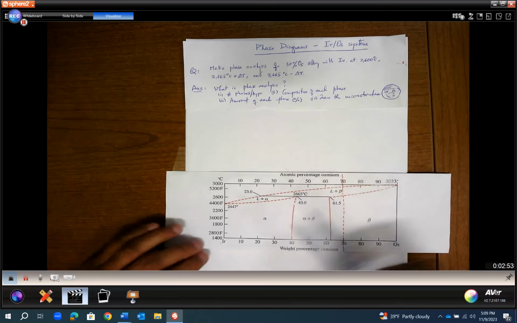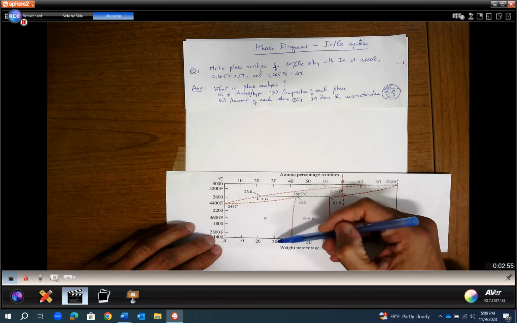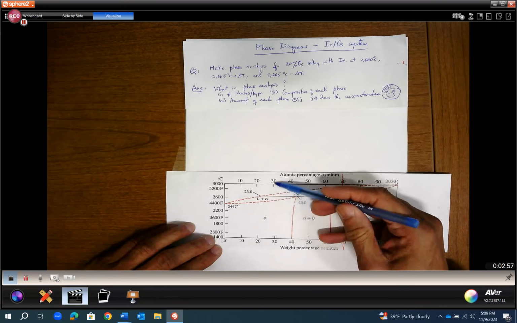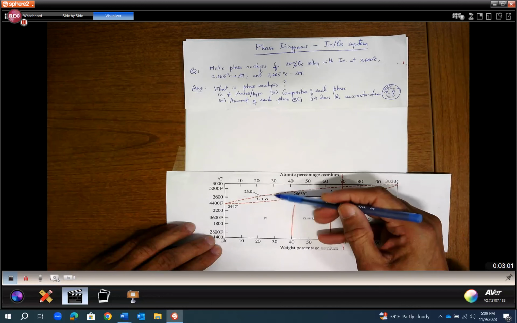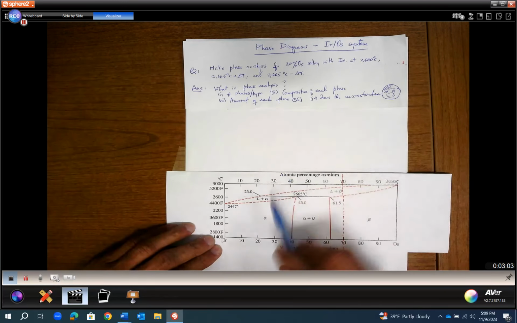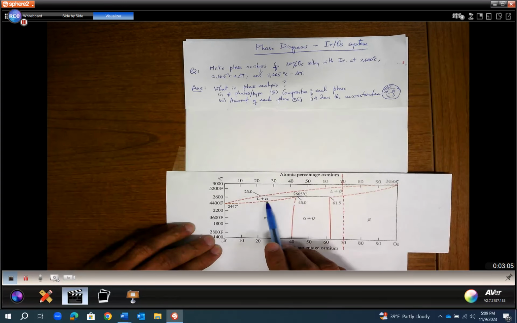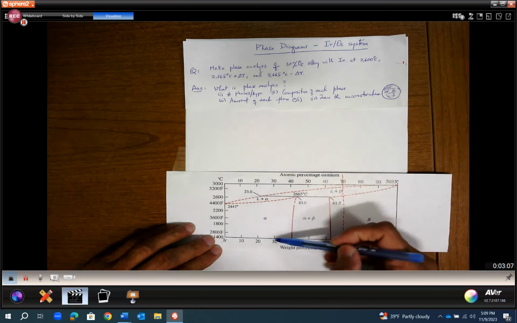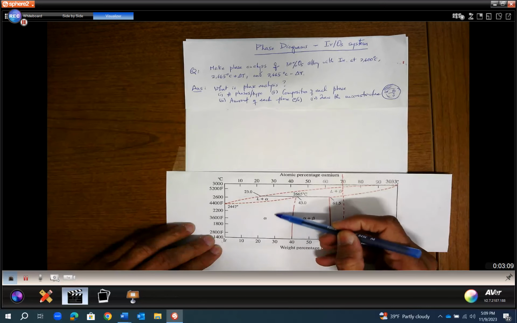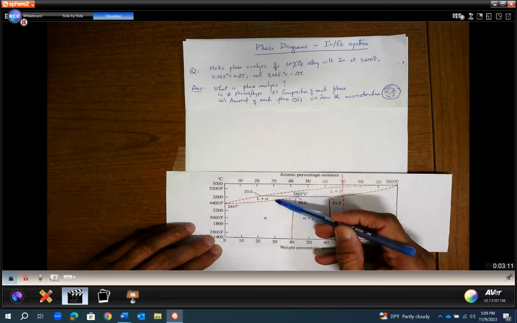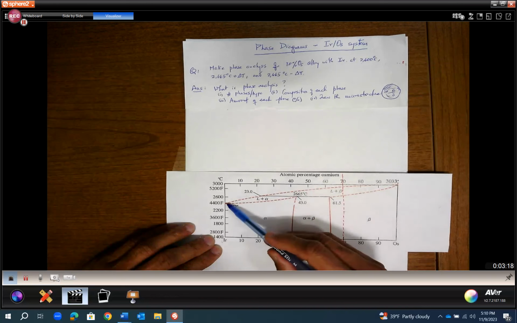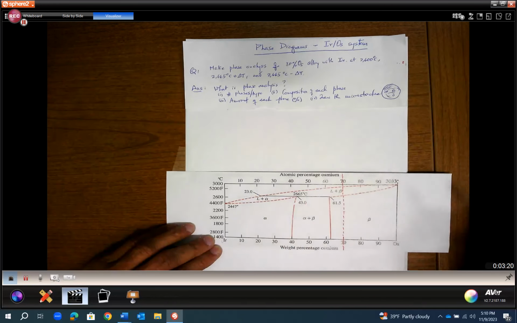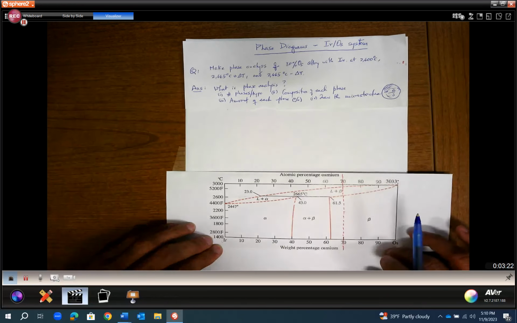For example, at 30%, if you heat it, it goes through a region where there are both liquid and solid phases. So it starts from here, it's solid, and transitions to liquid plus solid, and then it goes to liquid, unlike the edges, which go straight from solid to liquid. Anyway, that's it. So now let's tackle the problem.